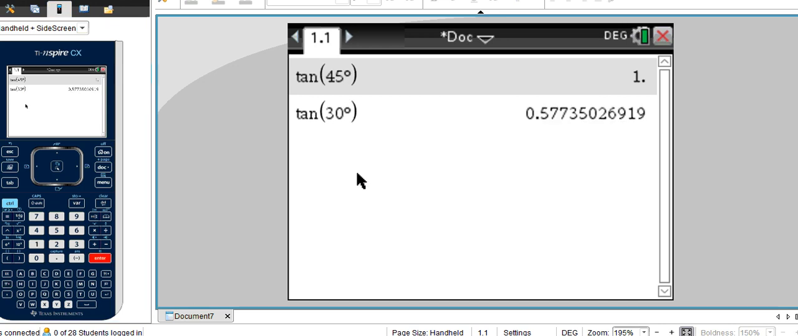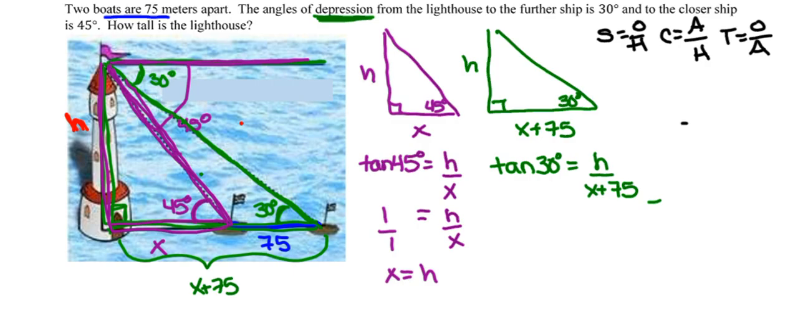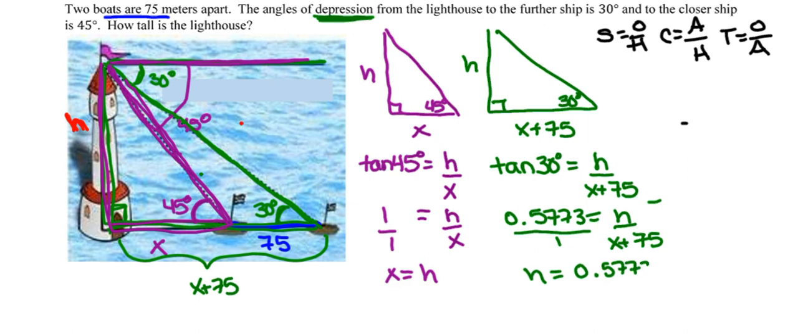And to 4 decimal places, it's 0.5773. So I'm just going to put the first 4 decimal places on my paper. And that's equal to h over x plus 75. Like before, I'm going to go ahead and cross multiply. So h is equal to the 0.5773 number times, in parentheses, the entire quantity of x plus 75.